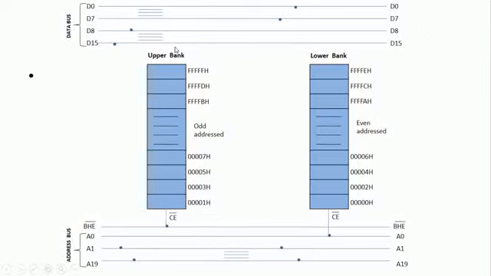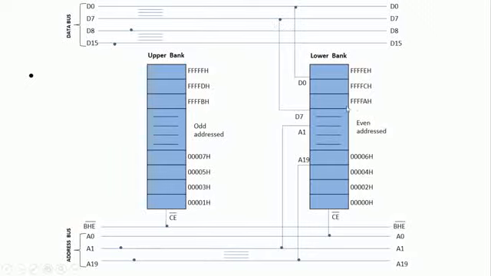Now, as I told you, A0 is used to enable the chip enable signal of the lower bank memory device, and BHE bar is used for enabling the chip enable signal of the upper bank. And one more thing is that the lower bank is connected to the lower order data bus. We have the lower order data bus as well as the higher order data bus. The lower order data bus is connected to the lower bank, which is the even bank.